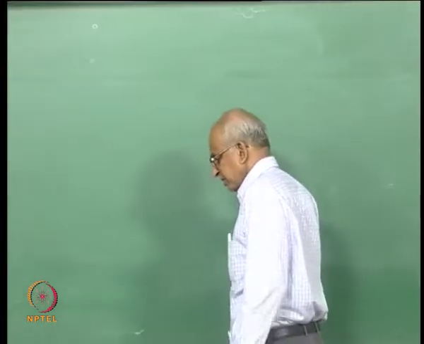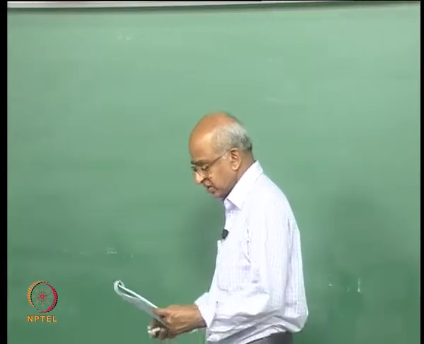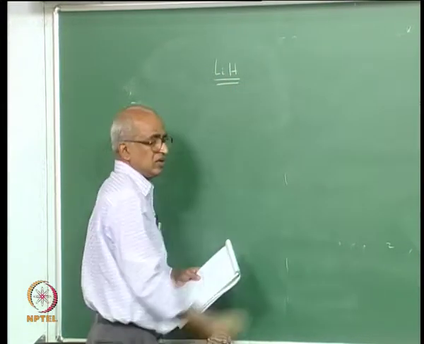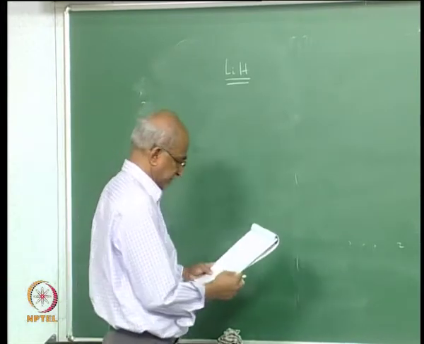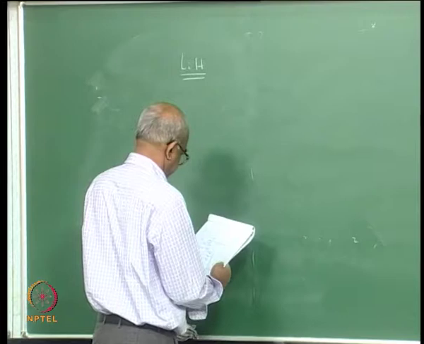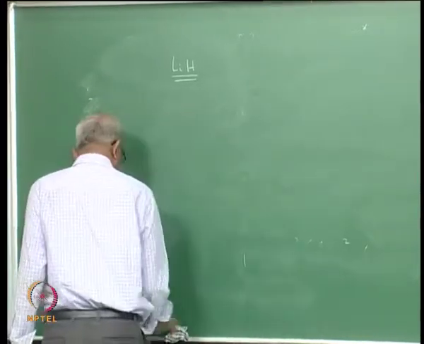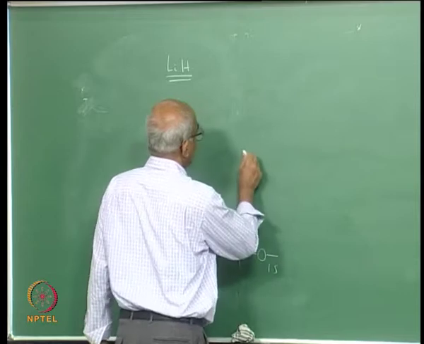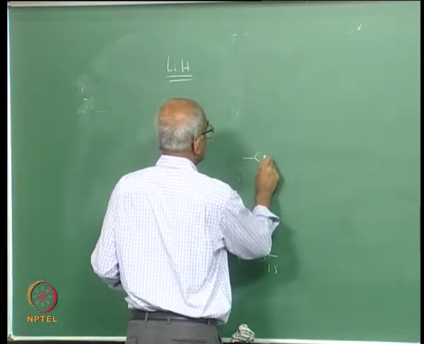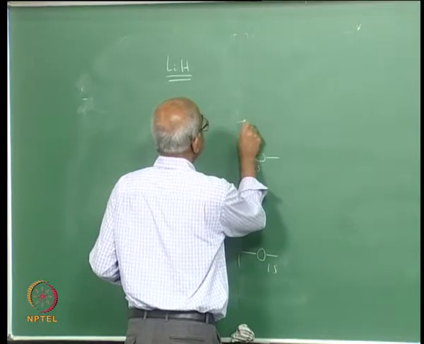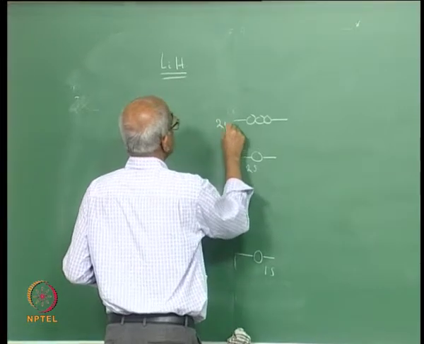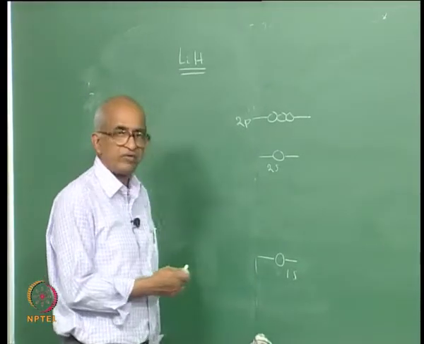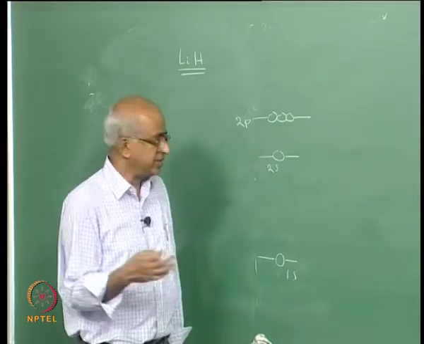Let us now think of a simple heteronuclear diatomic, and this is the only example that I shall discuss. The molecule that I have chosen is LiH. In the case of LiH, what happens? You have the 1s orbital on lithium, and then you have the 2s and the 2p. These are on the lithium. And now you think of the 1s orbital on the hydrogen.